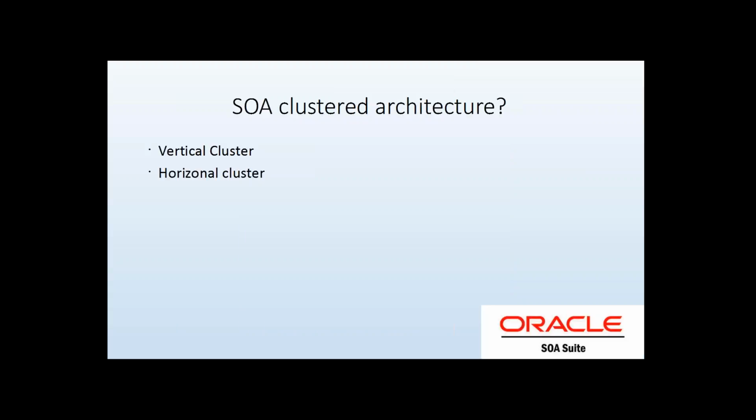Now, the SOA clustered architecture. As we discussed, we can either set up a standalone SOA setup or we can go for high availability, which we call a clustered architecture. Just as WebLogic provides two different clusters, vertical and horizontal, SOA provides these two architectures too. We can set up either a vertical cluster or a horizontal cluster, but as we know, it's always preferred to go for a horizontal cluster. We will take up the high availability discussion in detail when we get into the SOA content.